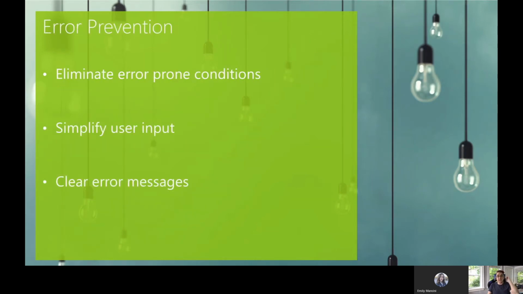Now, as a developer, this next one is near and dear to my heart: error prevention. And I'm not talking about throwing a try-catch statement around your code. You should do that by default, and I shouldn't need to call that out. It's really more around, in your user experience, trying to minimize the kinds of errors that your users may encounter in your application. So the first would be to eliminate some error-prone conditions.